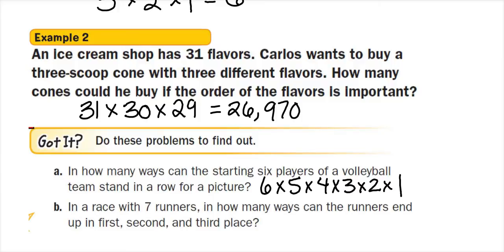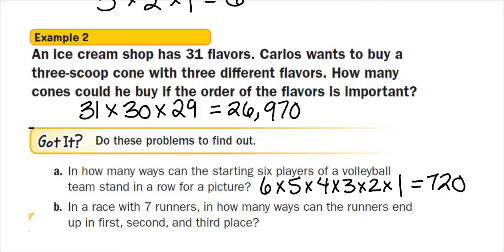All right, so how many different ways can we do this? So we have 6 times 5, which is 30. 30 times 4, which would be 120. 120 times 3 would be 360. And then 360 times 2 would be 720. Obviously, the 1 doesn't count there at the end. So there's 720 different ways that those people could stand in a picture, which is crazy to think about when you only have 6 people, but it would happen.